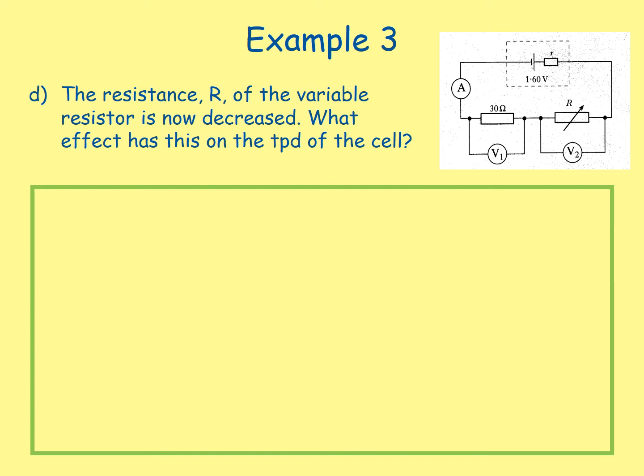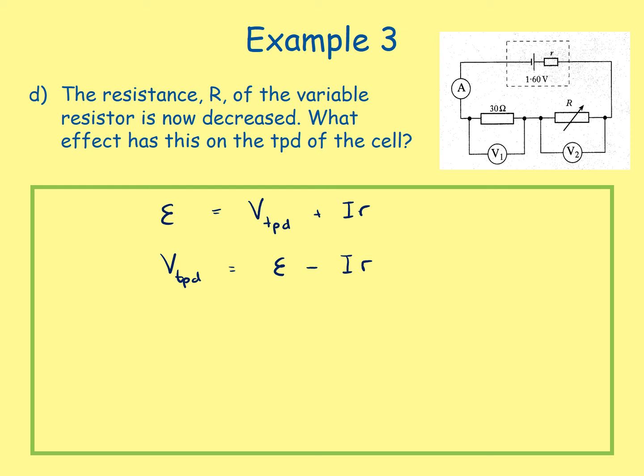We now need to explain what happens to the terminal potential difference of the cell if our variable resistor resistance is decreased. So looking at our equation, we know that EMF is equal to our terminal potential difference plus our lost volts, which is Ir. Rearranging this for terminal potential difference, we get EMF minus our lost volts.